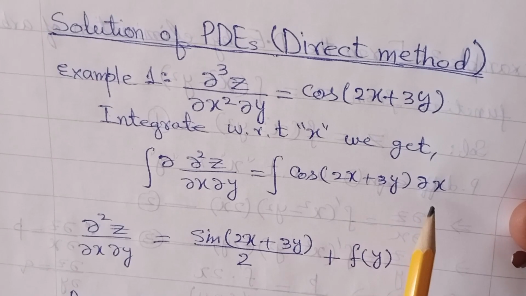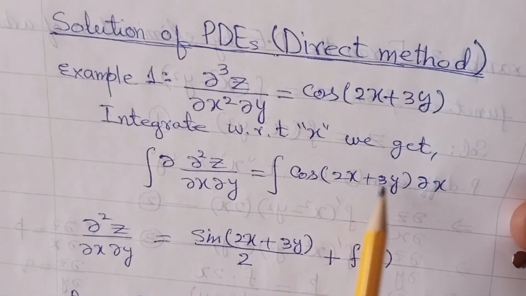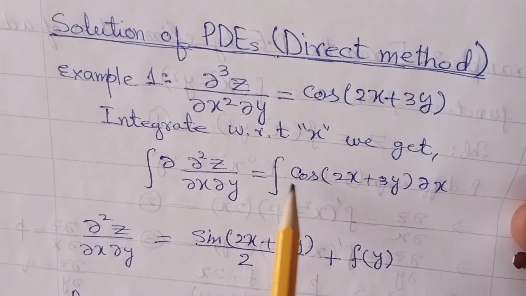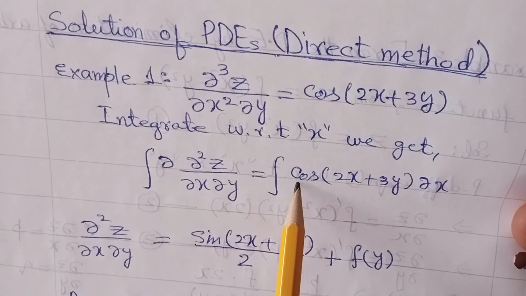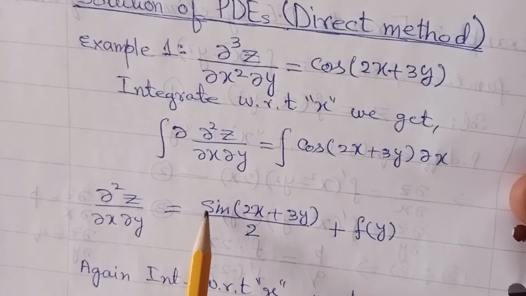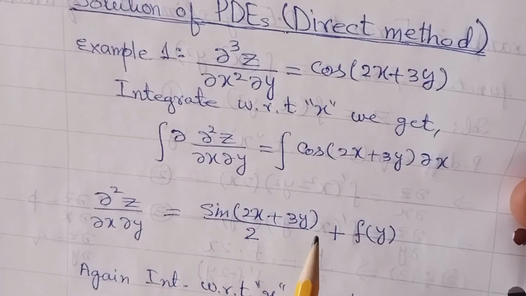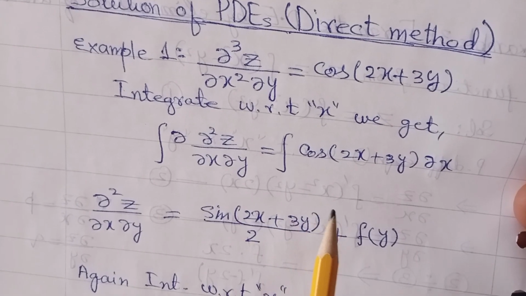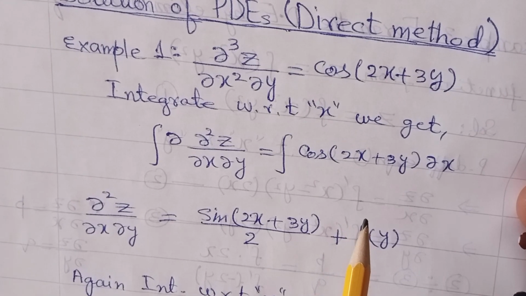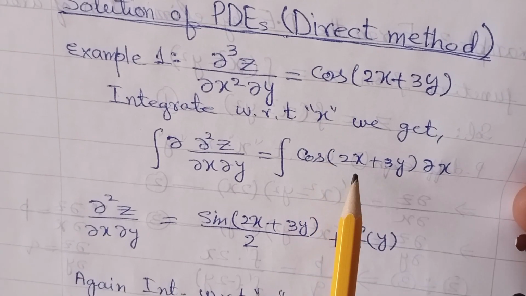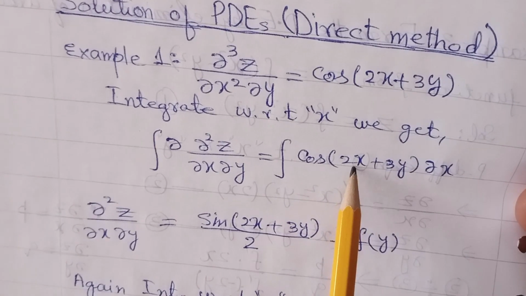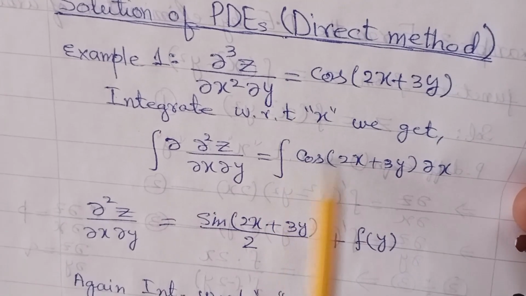We are integrating here partially with respect to x, so 3y will be constant, but this is in the angle. So when you are integrating this term, this is the cos, and you know that the integral of cos is sine. So we will write sin(2x + 3y). When you are going to integrate a trigonometric function, you must have the complete derivative of the angle. The angle is 2x + 3y, and the derivative with respect to x would be 2. We don't have 2 here, so we directly integrate and divide by 2.